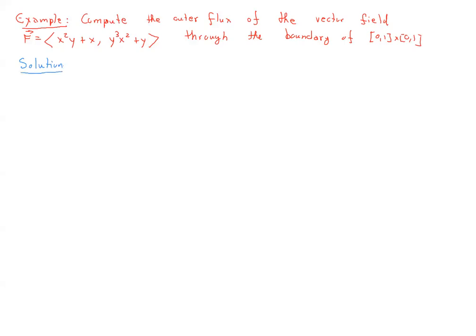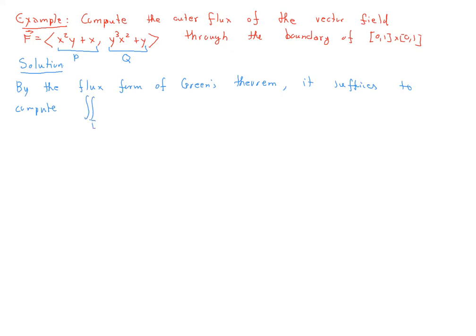So if we denote this by P and this by Q, then we can say by the flux form of Green's theorem, it suffices to compute the double integral over 0, 1 cross 0, 1 of P sub x plus Q sub y dA, which of course will become a double iterated integral.